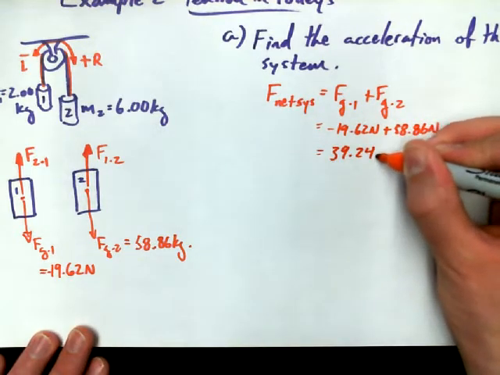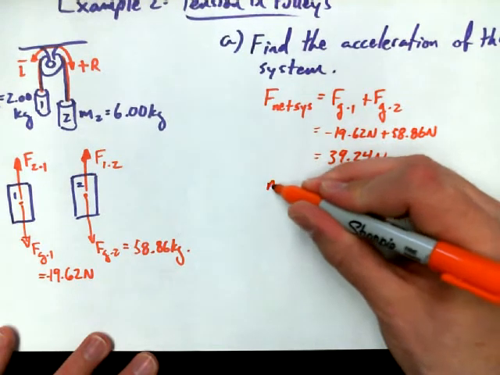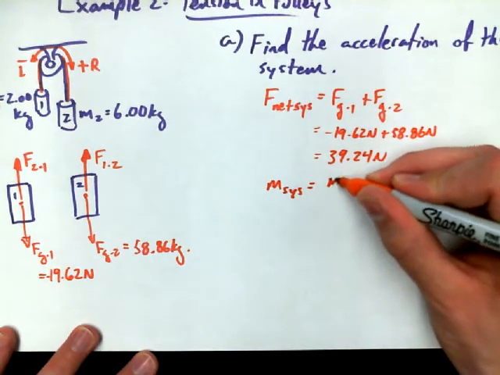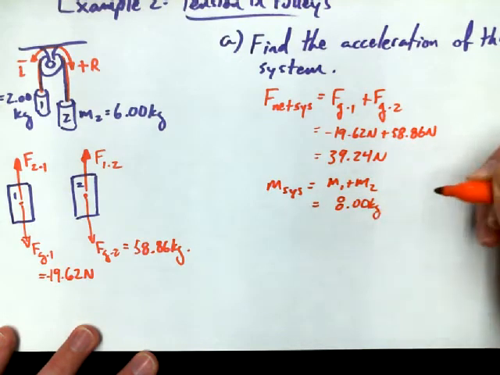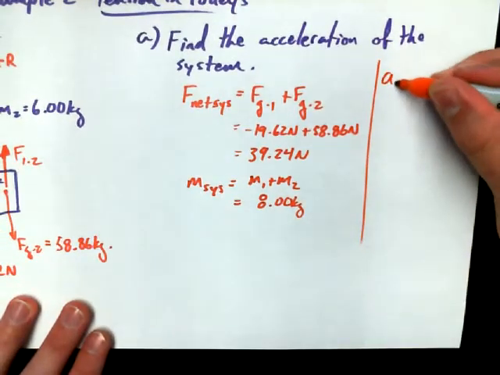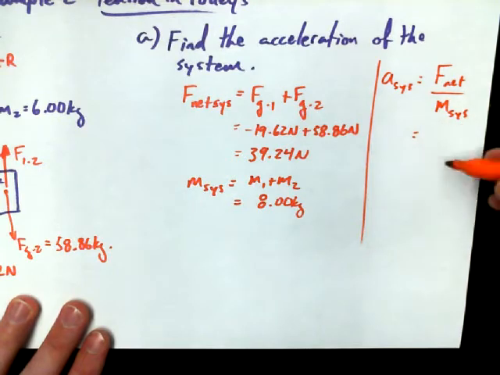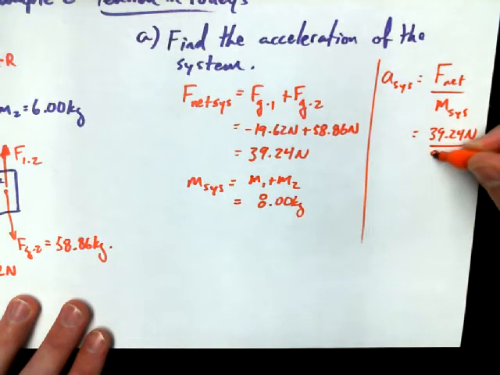39.24. Nice. 39.24 newtons. And then now I'll come back to Ali because she said we want to use the mass of the system, which in this case was just mass 1 plus mass 2, which is 8.00 kilograms. And Ali says we should use F equals ma to find the acceleration of the system, which will say a_sys is equal to F net over mass of the system, or 39.24 newtons divided by 8.00 kilograms.